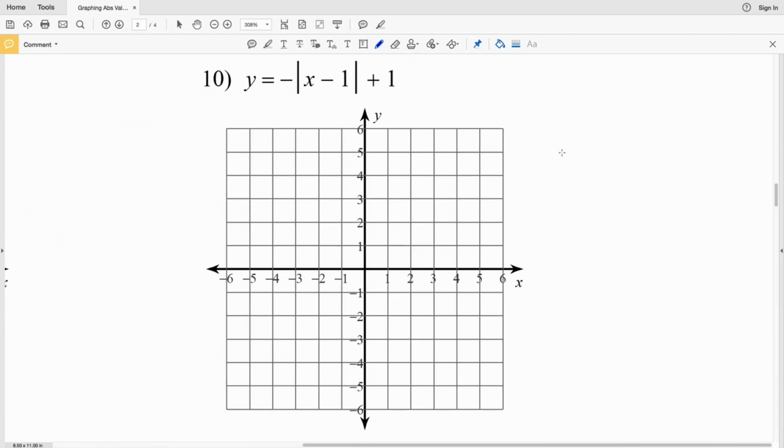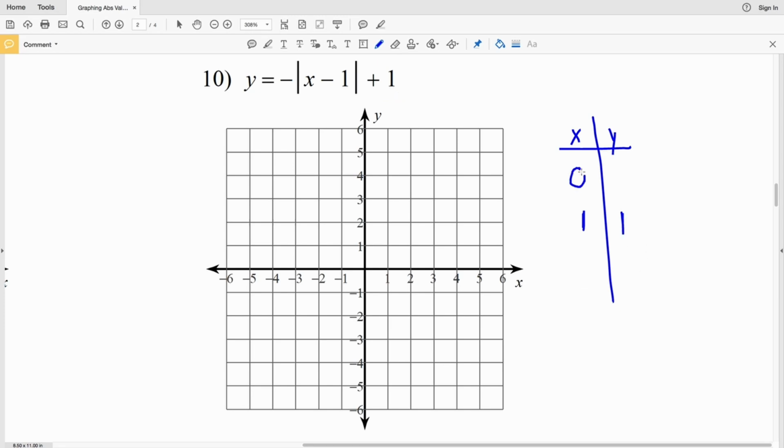In number 10, set up our x, y, t table. This is now 0 when x is a +1, since 1 minus 1 is 0. So the turning point or the vertex occurs when x is a +1 and y is also a +1.